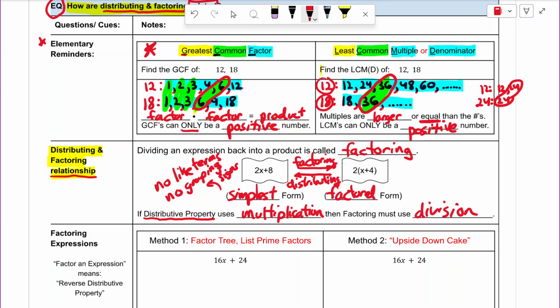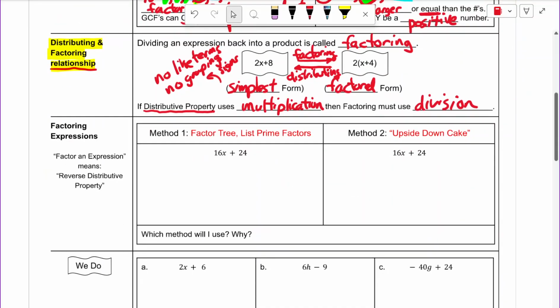Okay, let's find out a couple different ways to learn how to factor an expression. And in the margin here it says factor an expression means, what does it mean? It means reverse distributive property. What was the reverse of multiplication? The reverse was division, right? So you can only imagine we're going to divide. Now it's most likely in 6th grade or 5th grade or even 4th grade, you probably were practicing this one called the factor tree. So what is the factor tree? Let's take a look.